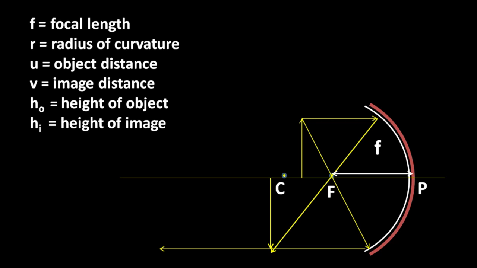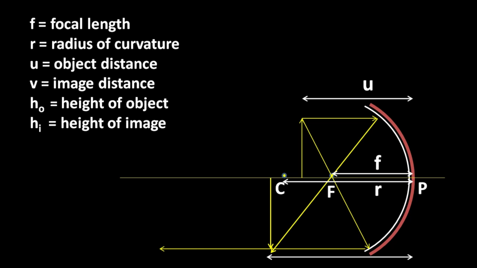It is represented by F. Radius of curvature is the distance between the center of curvature and the pole of the mirror and is represented by R. The distance between the object and the pole is the object distance represented by U. Distance between the image and the pole is image distance represented by V.